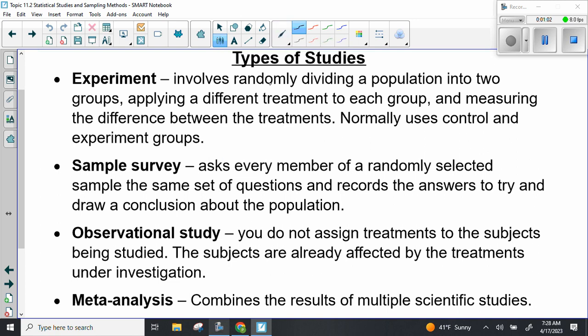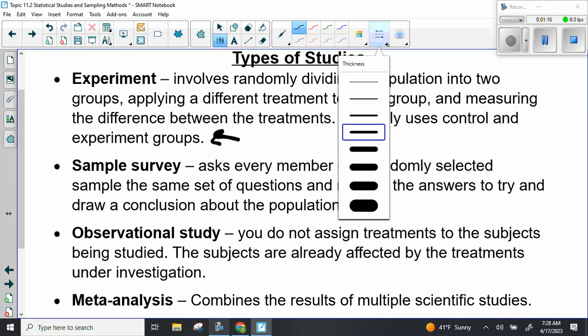With an experiment, it's important to recognize the difference between an experiment and an observational study. In an experiment, some sort of treatment is imposed. You're trying to influence the outcome.